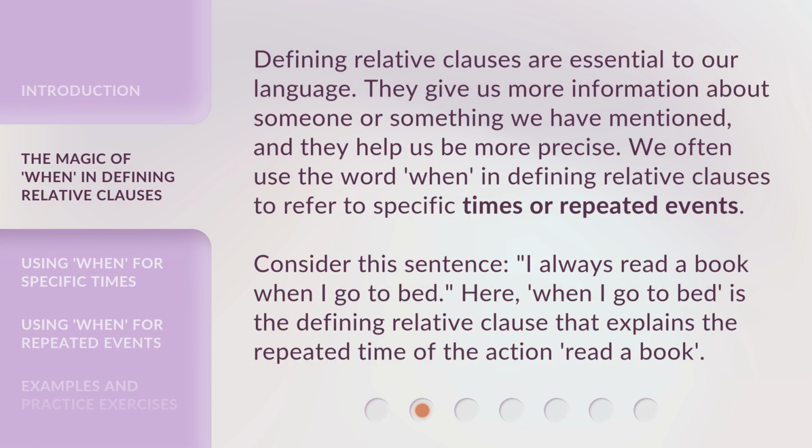Defining relative clauses are essential to our language. They give us more information about someone or something we have mentioned, and they help us be more precise. We often use the word when in defining relative clauses to refer to specific times or repeated events. Consider this sentence: I always read a book when I go to bed. Here, when I go to bed is the defining relative clause that explains the repeated time of the action, read a book.